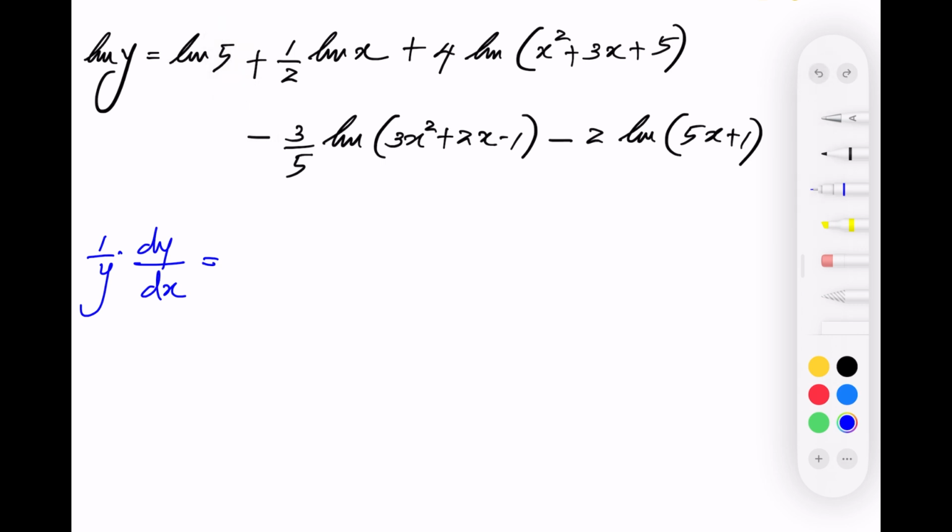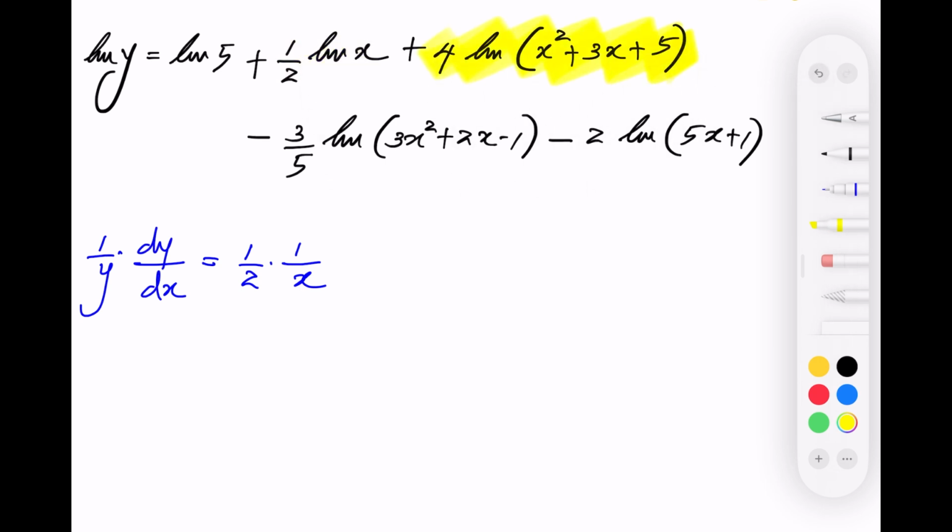Then we look at the next term, 1/2 times natural logarithm x. 1/2 is a constant, which we will just write as 1/2. The derivative of natural logarithm x with respect to x is just 1 over x. So we are done with that first term. Now we will look at the next term.